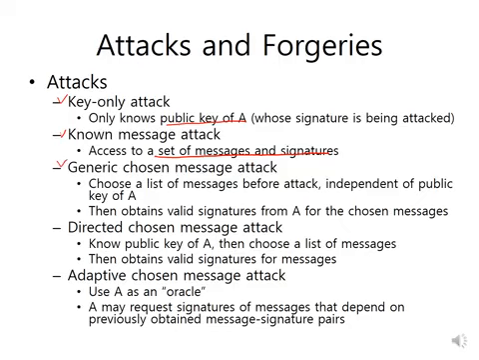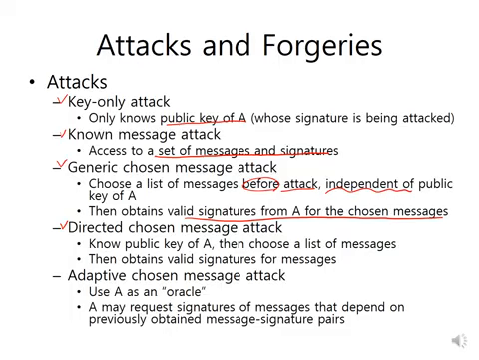The third one is the generic chosen message attack. In this case, the attacker can choose a list of messages before the attack, independent of the public key of user A. Then the adversary obtains the valid signatures from A for the chosen messages.